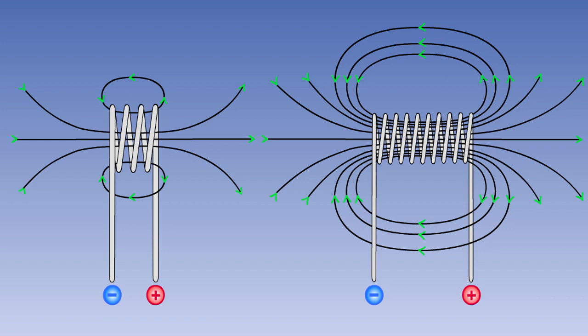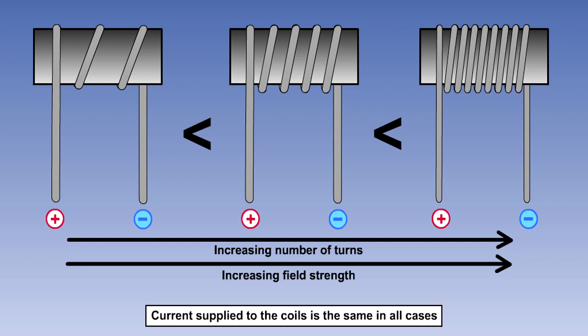Another way of increasing the strength of the magnetic field surrounding an electromagnet is by increasing the number of turns making up the solenoid. At a constant current supply, the strength of a magnetic field is directly proportional to the number of turns of wire in the coil which is producing the magnetic field.